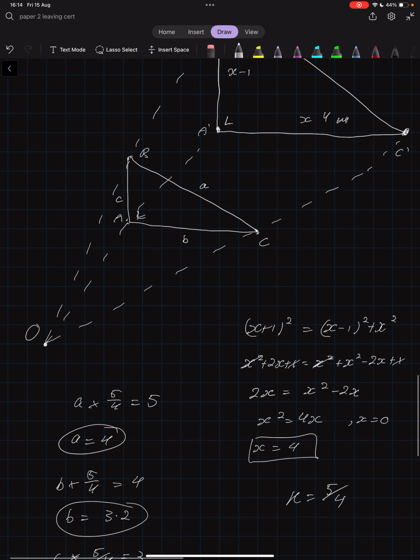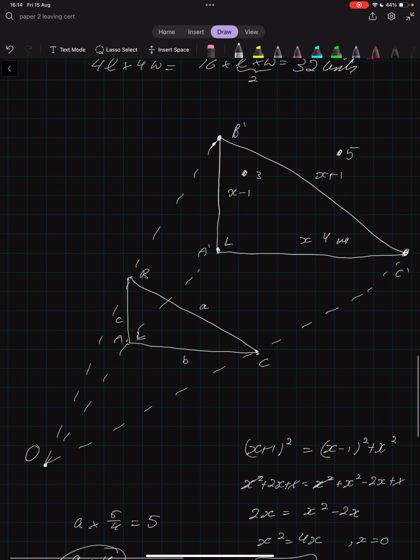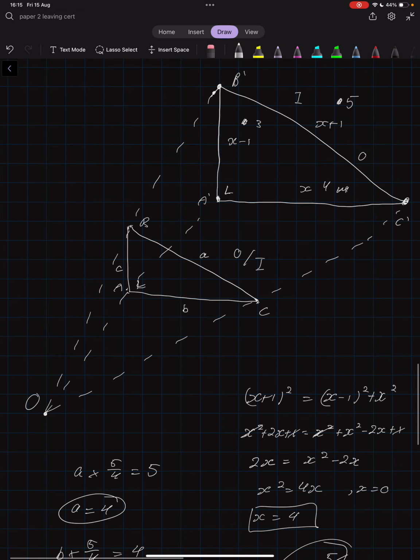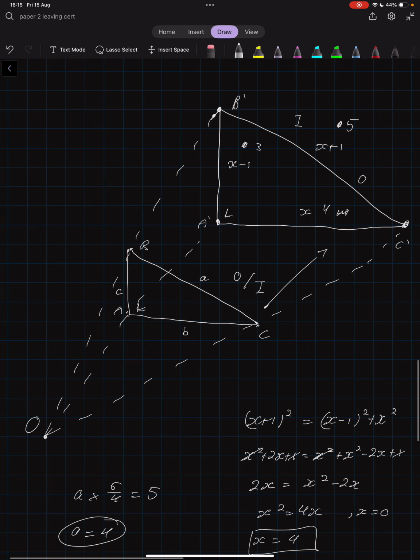Okay? So here the scale factor was 5/4, but that's when this is the image and this is the object. But if we decided to call this the image and this the object, then our scale factor k would be equal to 4/5. So if you want to go from here to here, your scale factor is 5/4. But if you want to go from here to here, then your scale factor is just 4/5. Okay? So not too bad, I'd hope.